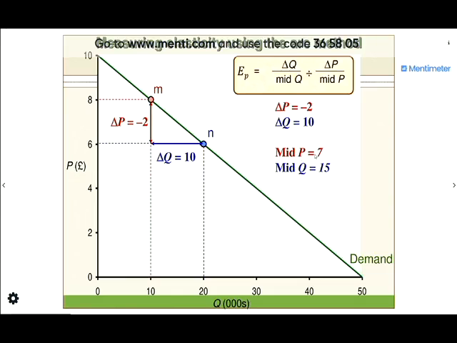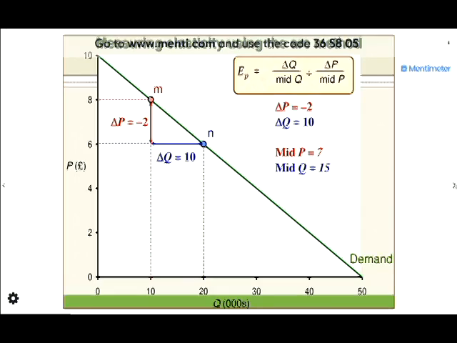So midpoint P is 7. That's basically 6 plus 8 divided by 2, right here. It's the 7, the midpoint between 6 and 8. And similarly, midpoint Q is basically 15 here. Average value of 10 and 20. That's 10 plus 20 over 2, which is basically 15.